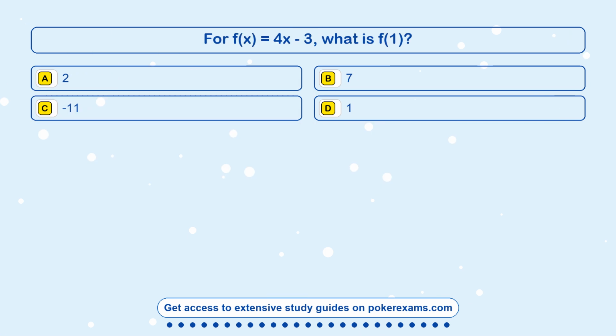Question 15. For f of x equals 4x minus 3, what is f of 1? Option A 2. Option B 7. Option C minus 11. Option D 1.